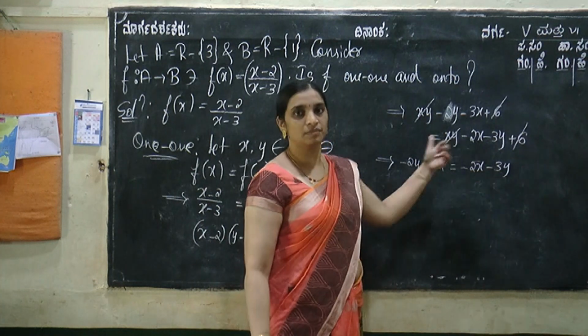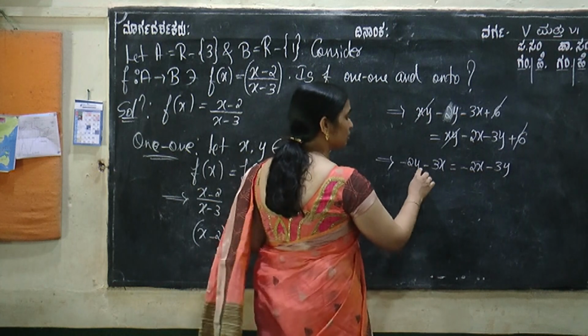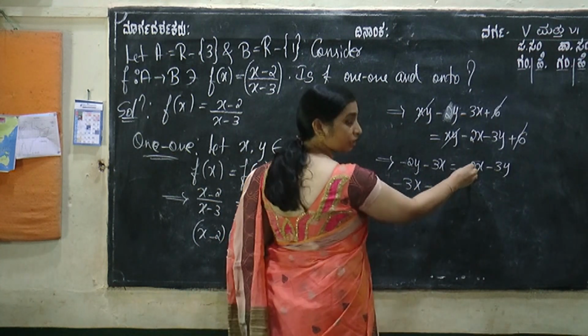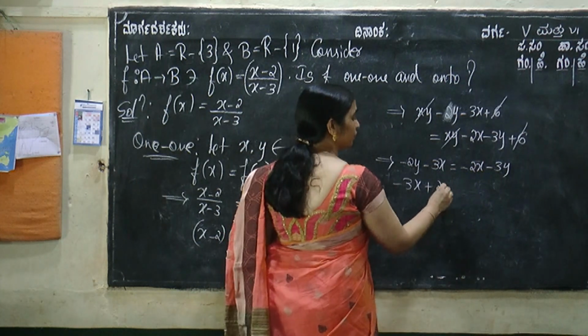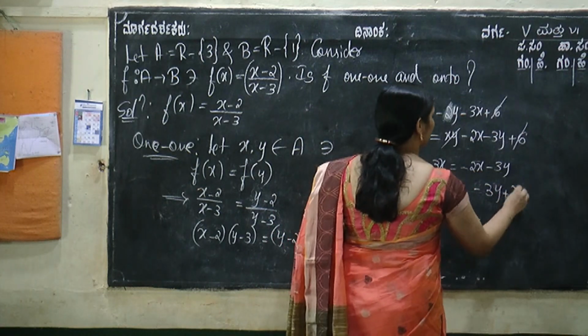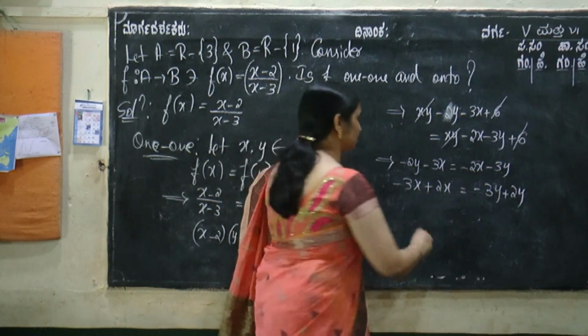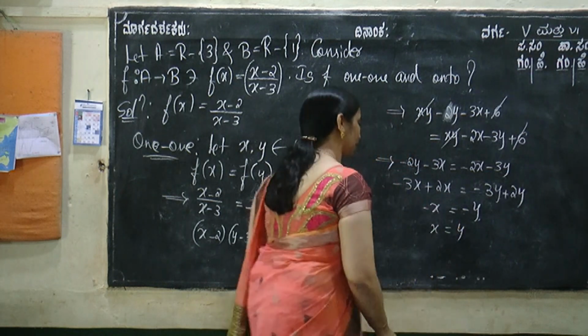We will shift the terms containing x to one side and the terms containing y to one side. So minus 2y will be shifting. Minus 3x, already it is a negative sign, when we shift it to LHS becomes positive, plus 2x equal to minus 3y plus 2y. Minus 3x plus 2x is nothing but minus x. Here we will be having minus y, that is x is equal to y.